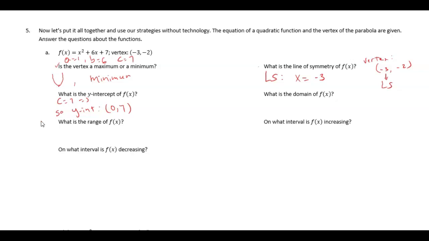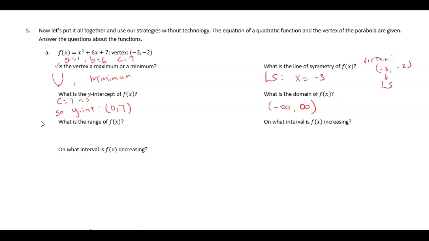And what is the domain of f of x? Every quadratic function in general, unless there is some restriction, the domain starts from negative infinity all the way to positive infinity.